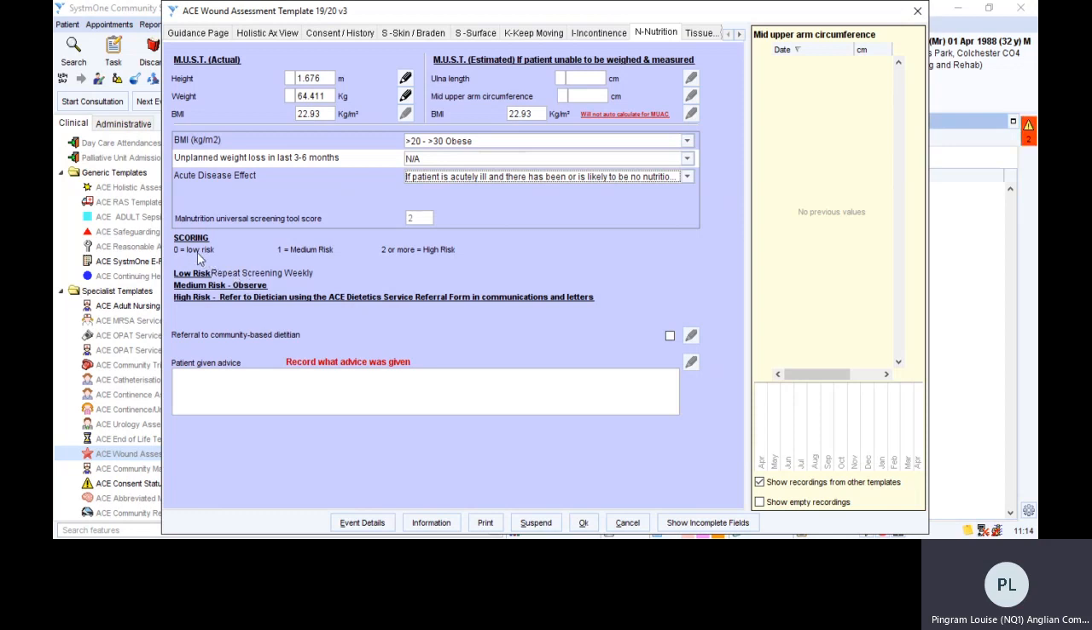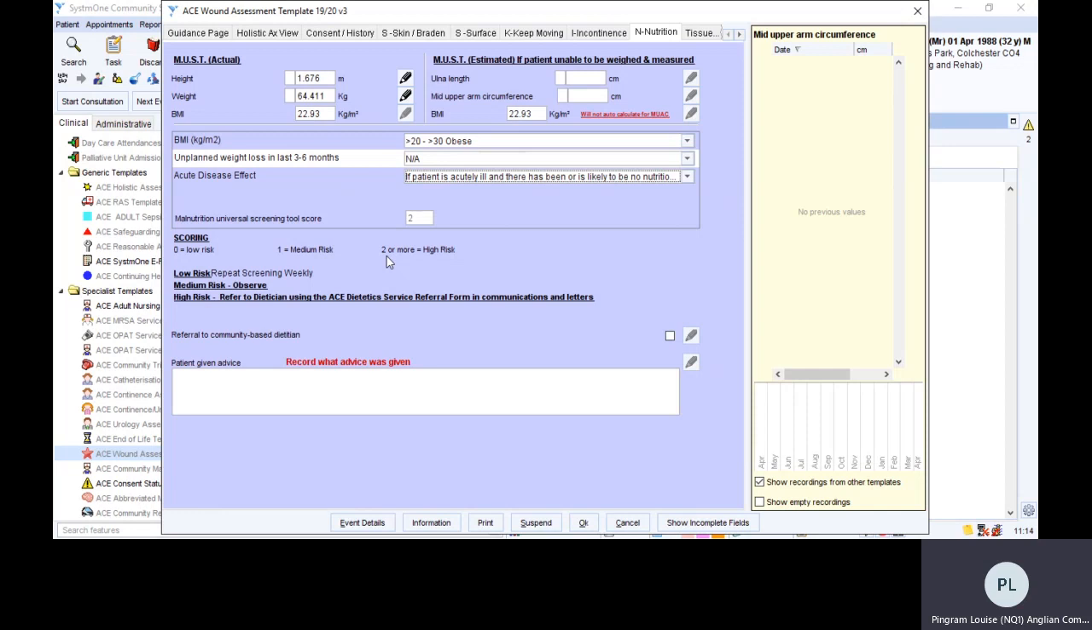So if the patient was low risk, you'd repeat the screening as per the policy. If the patient is medium risk, that patient should be observed more frequently, so a MUST should be done at least weekly, just to make sure that if it's one, that patient's diet isn't reducing and their weight isn't reducing weekly.